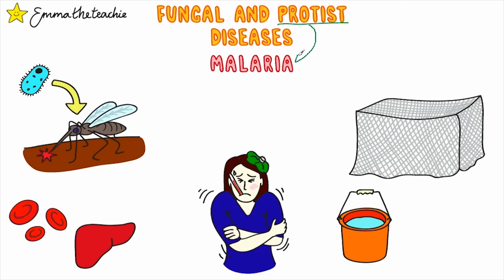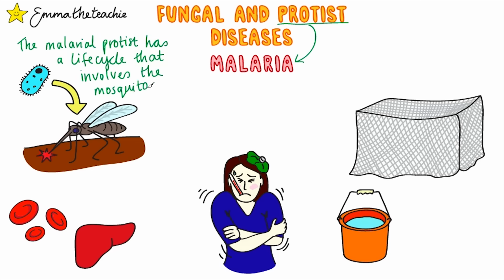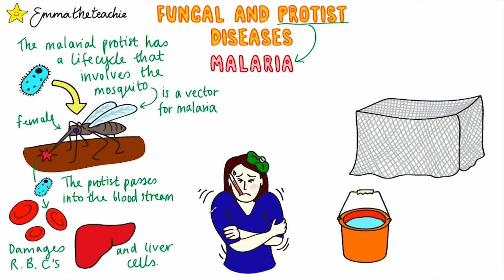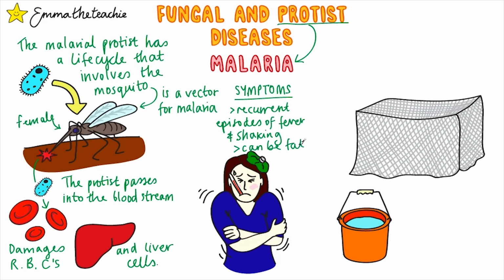Malaria is a deadly disease caused by protists. The malarial protist has a life cycle that involves the mosquito. Mosquitoes are vectors for malaria, meaning that they carry the disease. Only female mosquitoes bite humans, and if the mosquito is infected, it passes the protist into the human's bloodstream. Once there, it circulates around the body and damages both the blood cells and the liver cells. The symptoms of malaria are recurrent episodes of fever and shaking. It can be fatal if it isn't treated promptly. In many countries where malaria is prevalent, like sub-Saharan Africa, the medicine isn't easily accessible or it's very expensive, so unfortunately, many people die from this disease.